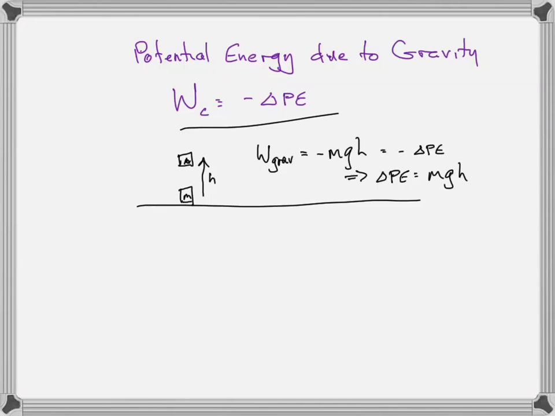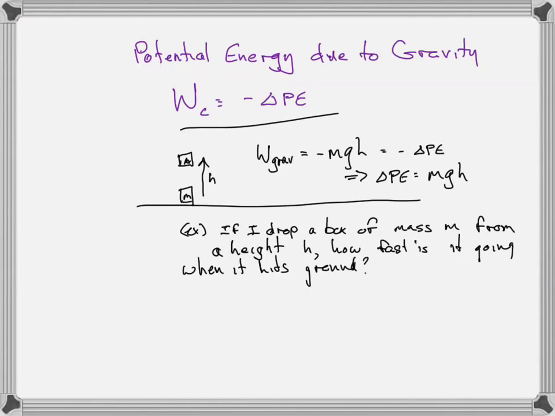So we've now got the change in potential energy. And we can use that in any problem when you're asked to solve using energy conservation. So for example, I can ask the age-old question: if I drop a box of mass m from a height of h, how fast is it going when it hits the ground? We discussed that problem in kinematics. We discussed that problem in Newton's second law. We discussed that problem in the work energy theorem. Now let's look at it from an energy conservation point of view.